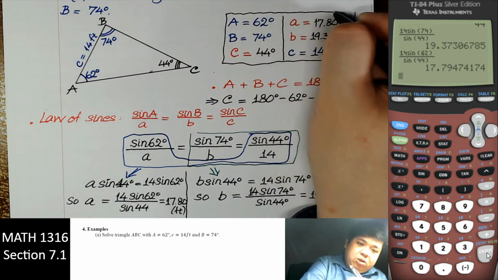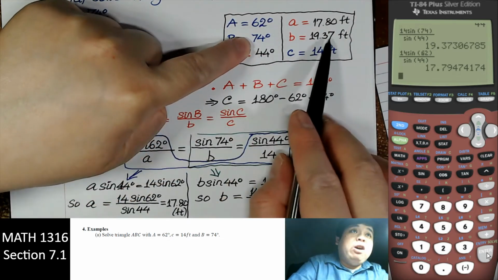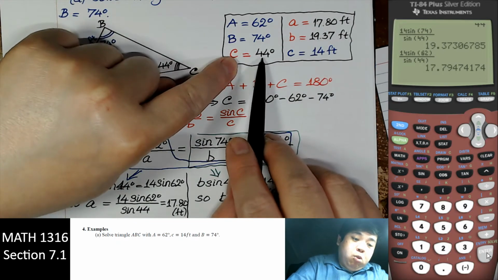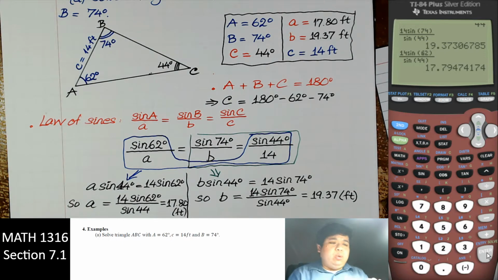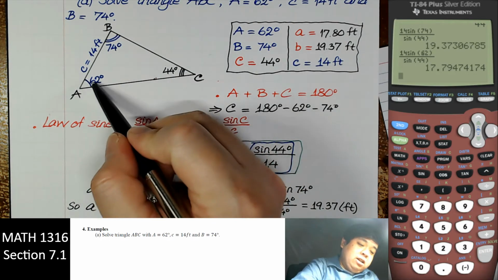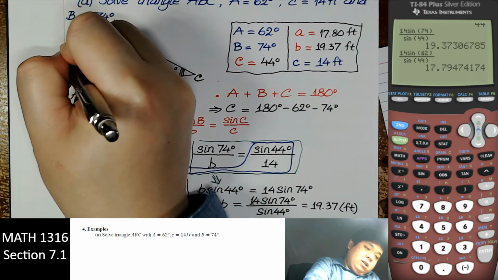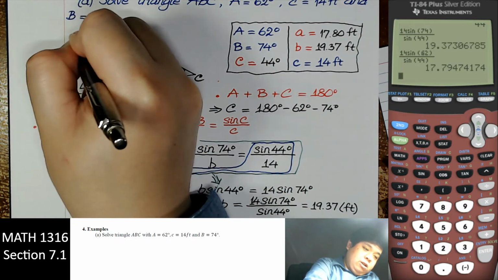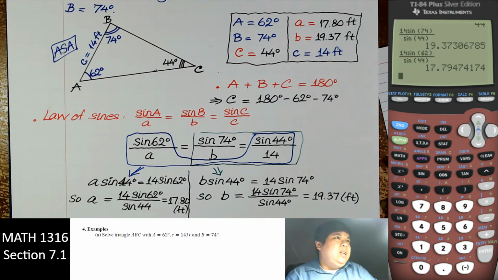And always do this check. The biggest angle will face the longest side. The smallest angle will face the shortest side. It is always nice to do a check like that at the end. Finally, in this scenario, what we are given is an angle, a side, and an angle. So this is the angle-side-angle scenario, and we have a unique solution like that.